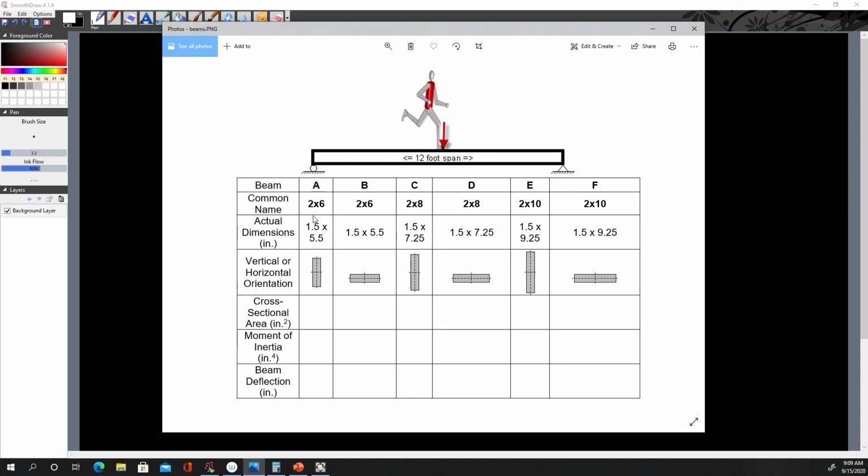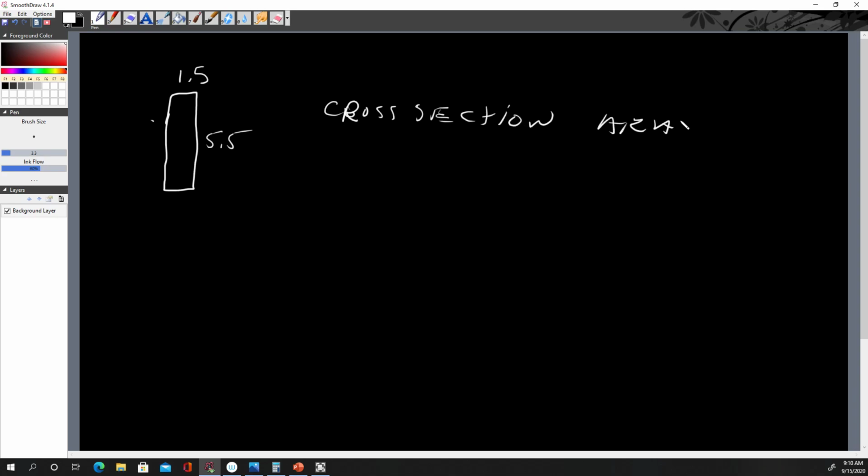Alright, so let's do this one, 1.5 by 5.5. I don't need my calculator right now, but we do know that they did show in the picture that it looks like this, but for cross-sectional area, it doesn't really matter what shape it is. I'm sorry, the orientation, but that's 1.5, that's 5.5, and the cross-sectional area, oops, gotta spell that right, is just equal to the 2 times each other. That's it.